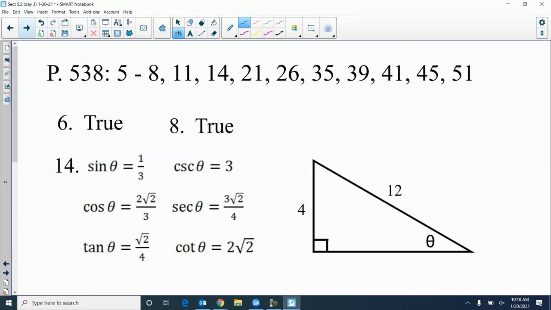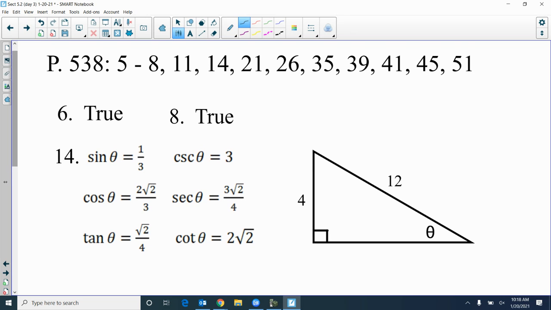Homework-wise, here are some even answers. Double check those. We'll go over a couple here. Number 5 is false. You need to figure out why it's false. Lane's got it, but that doesn't mean everybody else got it.